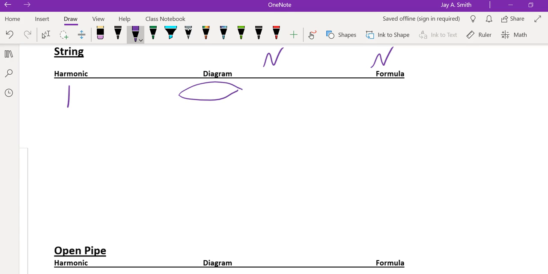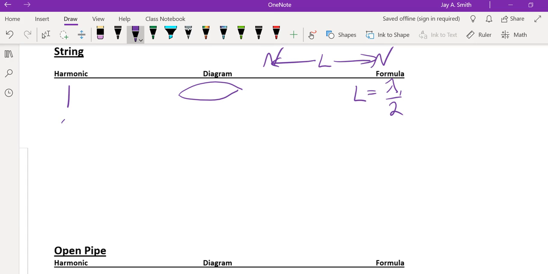And we simply say, this is a string of length L. From node to node is length L. And if length L in this diagram is half of a wavelength, then we say that L equals lambda 1 over 2. That is the wavelength of the first harmonic, half of that. First wavelength divided by 2 is equal to the length.